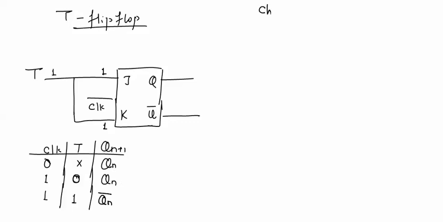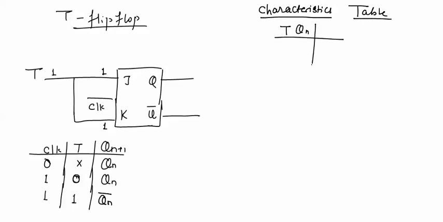Now we'll draw its characteristic table. Output Qn plus 1 depends on T and Qn. As there are two variables on which output depends, there will be 4 combinations. We know that if T is 0, output Qn plus 1 is Qn. Qn is 0, so it will be repeated. If T equal to 0, output is Qn, means previous output. Previous output is 1, it will be repeated. We know that if T is 1, output will be complemented. So this will be the characteristics table for this toggle flip-flop.